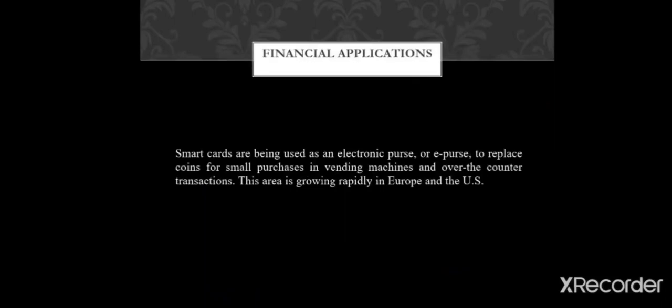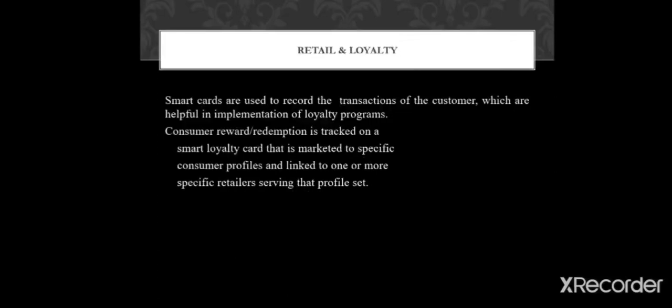Now in the financial section, smart cards are being used as an electronic purse, which is also said to be an e-purse, to replace coins for small purchases in vending machines and over-the-counter transactions. This area is growing rapidly in Europe and the US. Like when we go to a mall or any shopping mart, we swipe the card. It is also a better example of smart card use in finance.